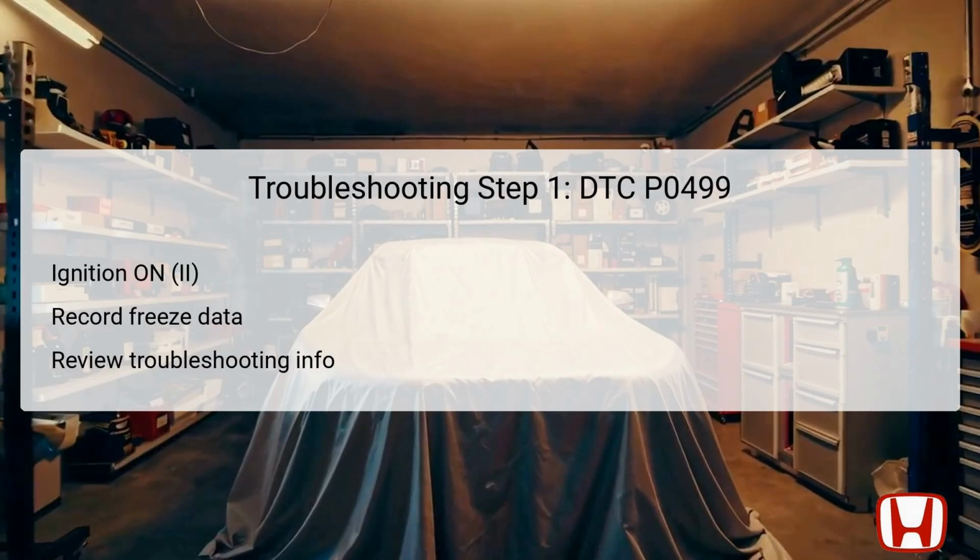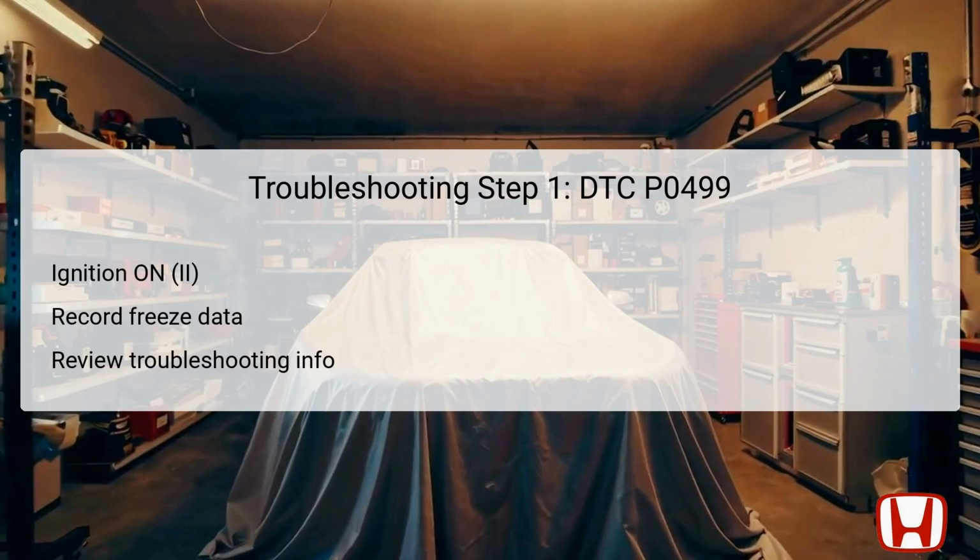To begin troubleshooting DTC P0499, first, turn the ignition switch to the on position without starting the vehicle. It is crucial to note that while the ignition is on, the engine is not running, allowing for safe surveying of system parameters without interference from the engine's operation.